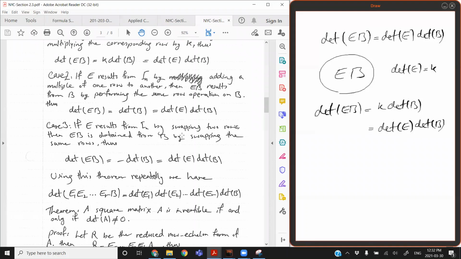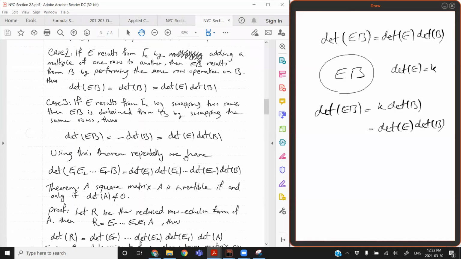And case 3, if E results from I by swapping two rows, then EB, the new matrix, is going to be obtained from B by swapping the same two rows. So determinant of EB is going to be negative determinant of B, because that's the effect of a row swap. The determinant is going to be negated. On the other hand, determinant of E will also be -1. So this negative here can be replaced with determinant of E, and the result holds for any type of elementary matrix. You're good?